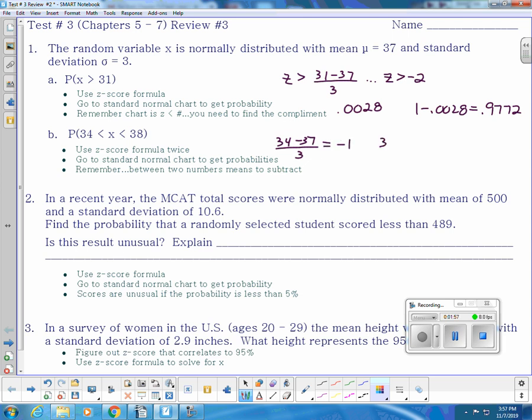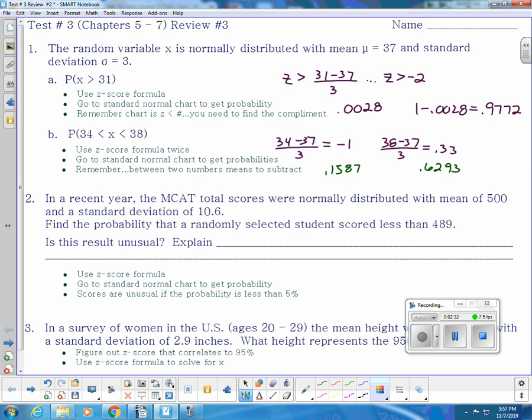And then the other one is 38 minus 37 over 3 again, which is 0.33. Remember, we're rounding these to 2 decimal places because our z-score chart is by 2 decimals. So, again, you have to go to the z-chart. I'm going to pull out -1, which is 0.1587. And 0.33 has a z-score probability of 0.6293.